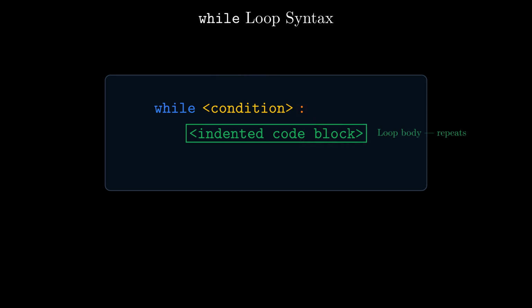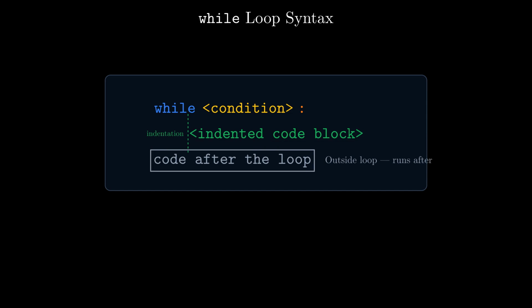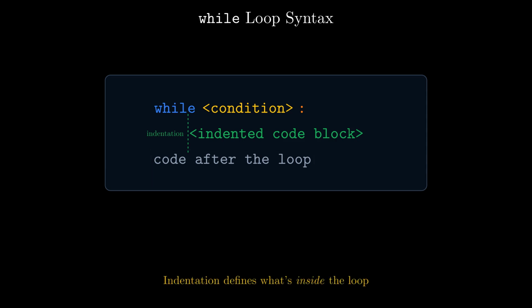Below the colon, every line that belongs to the loop must be indented. This indented block is what repeats. Lines at the same level as the while statement are outside the loop. They run only after the loop finishes. The indentation isn't optional in Python. It defines what's inside the loop and what's not.